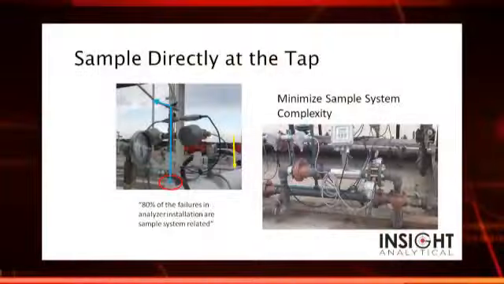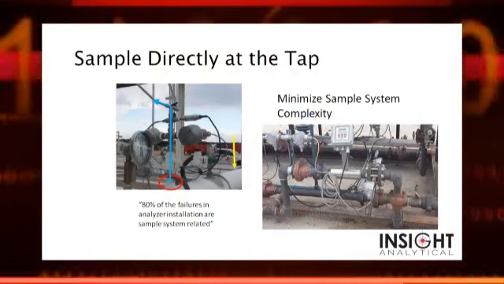There's no sample preconditioning going on here. There's no filters, there's no regulators, there's no valves, there's no flow control. There's nothing to plug. It just flows through the cell, which is, in this case, a half-inch Swagelok cross, and it flows through the cell and returns back to the process.